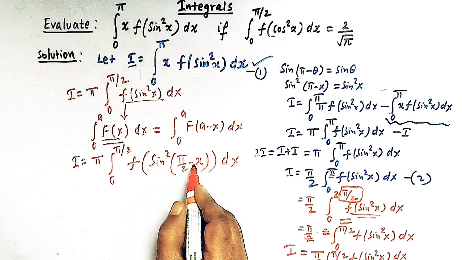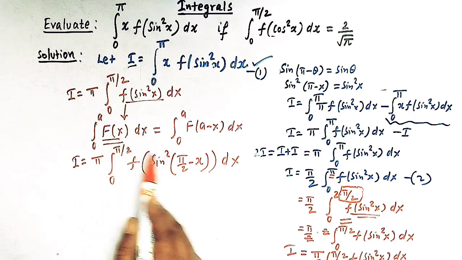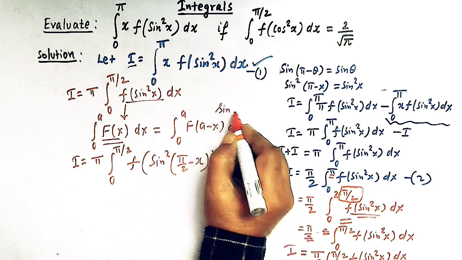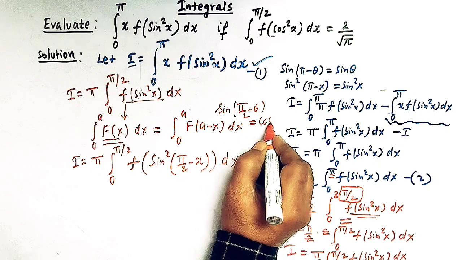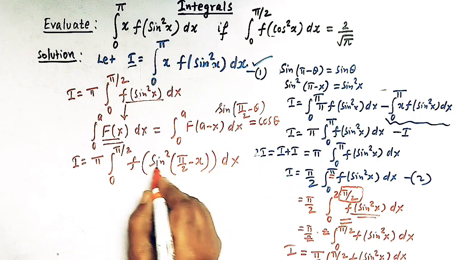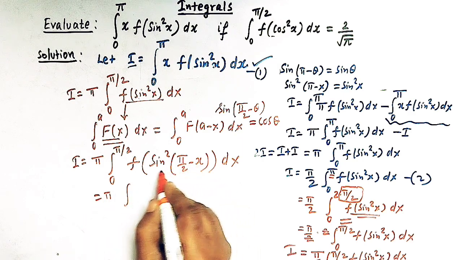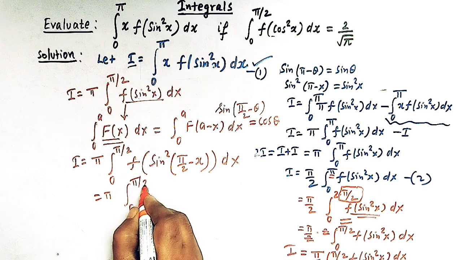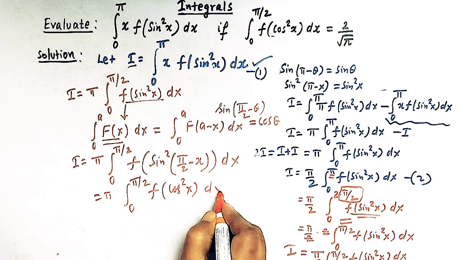So replacing this x by pi by 2 minus x, right? So we know from trigonometry that sine(pi by 2 minus theta) is equal to cosine theta, right? So here sine square(pi by 2 minus x) is equal to cos square x, and we have integral 0 to pi by 2 f of cos square x dx.